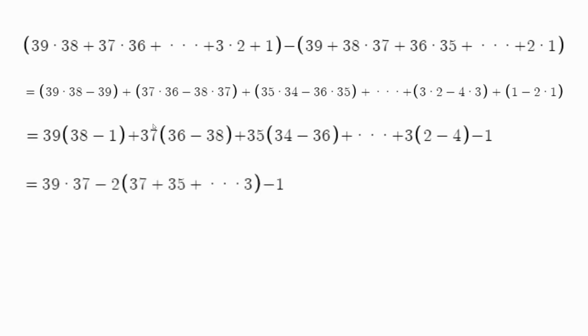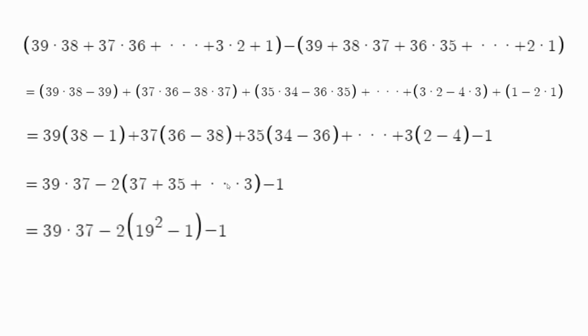And so you'll notice that each of these is negative 2. 36 minus 38 is negative 2. 34 minus 36 is negative 2. 2 minus 4 is negative 2. And so we can just have minus 2 times the sum of all of these numbers, which is 37 plus 35 plus so on until plus 3, and then minus 1 at the end.